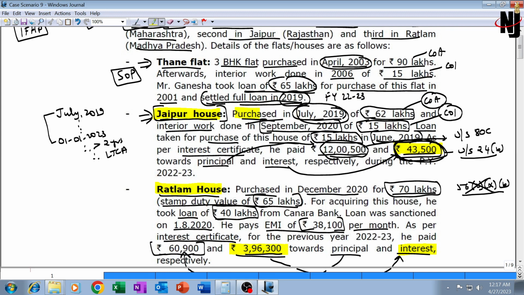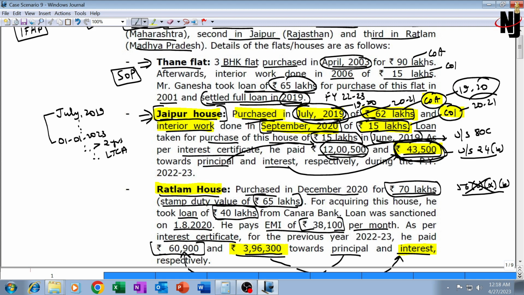It is purchased in July 2019, that means financial year 1920, for 62 lakh, which is cost of acquisition. And then interior work done in September 2020, 15 lakh rupee, will be your cost of improvement. Interest paid will not be part of cost of acquisition or cost of improvement. Only two things: cost of acquisition, cost of improvement. Cost of acquisition has been incurred in financial year 1920, and cost of improvement in 2021.